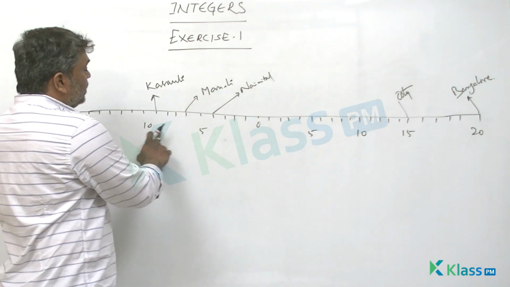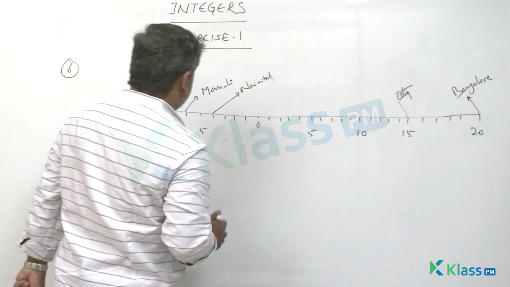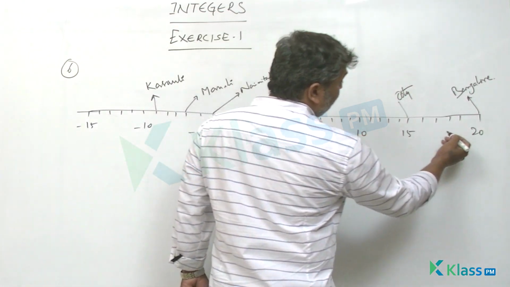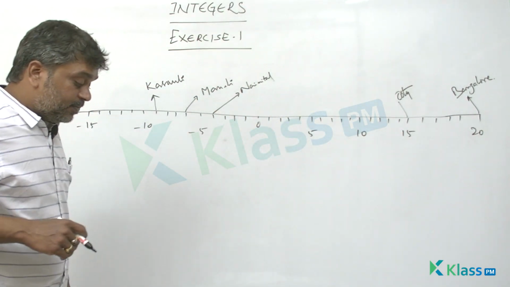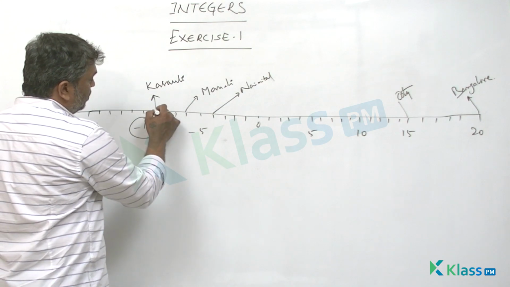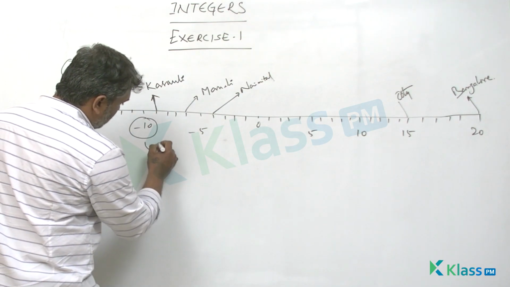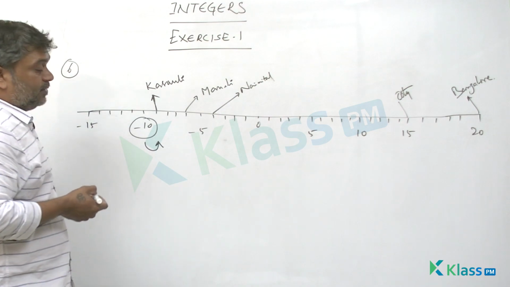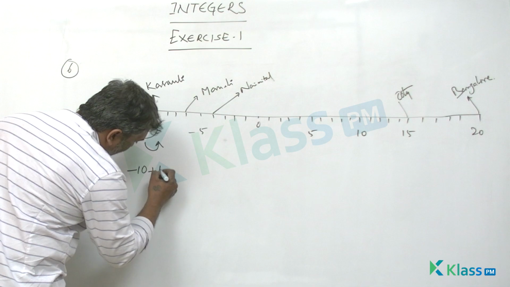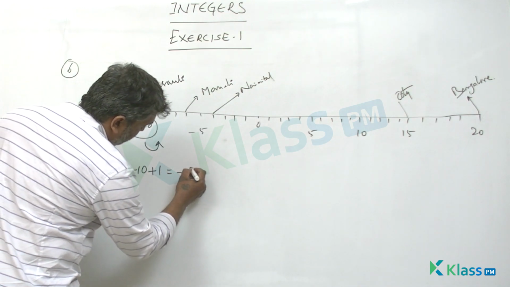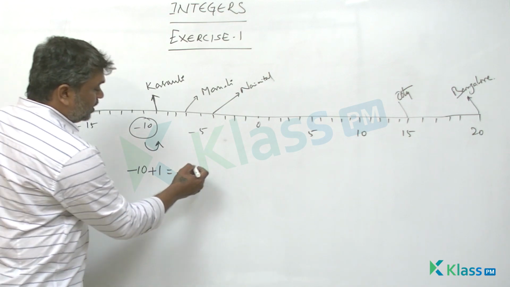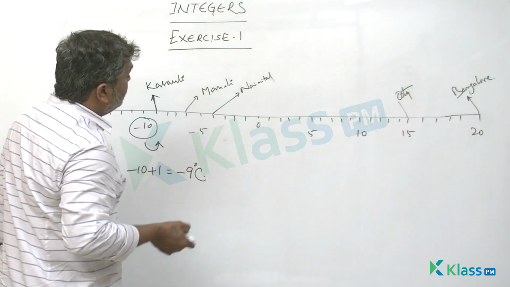So, he has split each thing into 5 parts. 0, 5, 10, 15 from the negative side and 0, 5, 10, 15, 20 towards the positive side. Here, minus 10 is here. He mentioned Kasuli here, which means one step towards right. One step towards right means we have to add 1 to this number. So, you will be getting minus 9. So, Kasuli's temperature is minus 9 degrees centigrade.